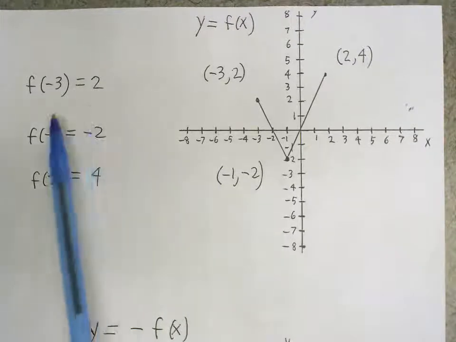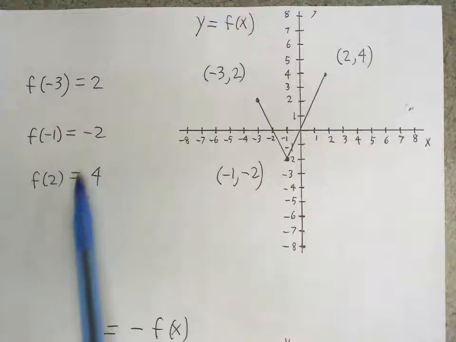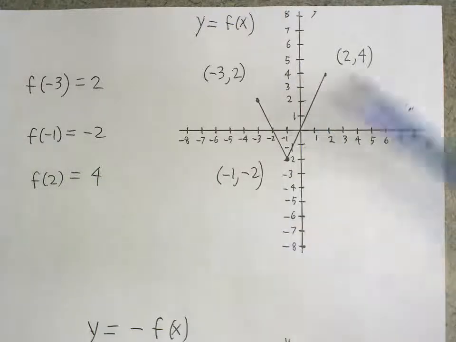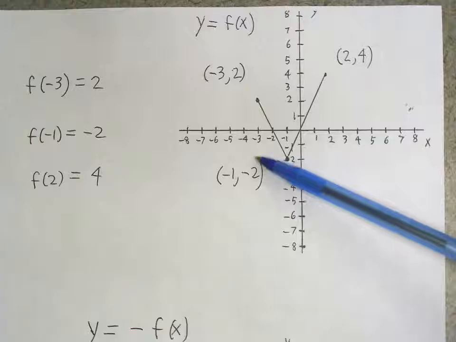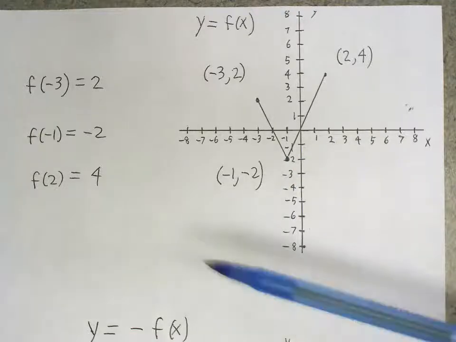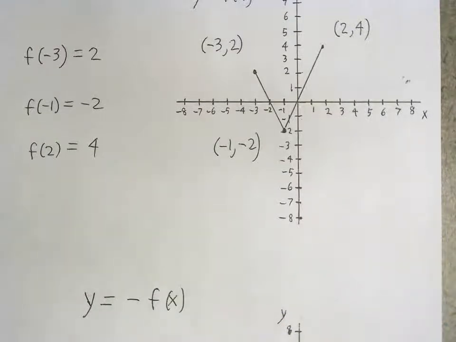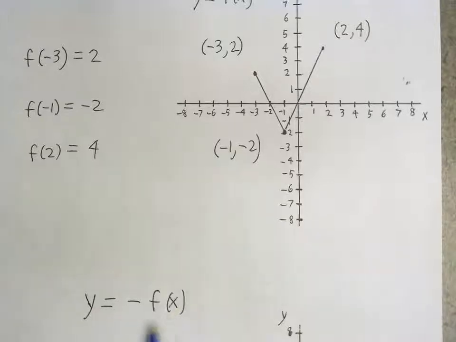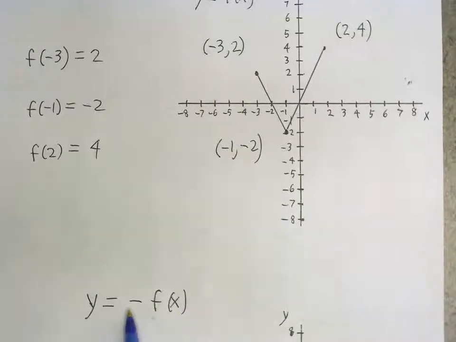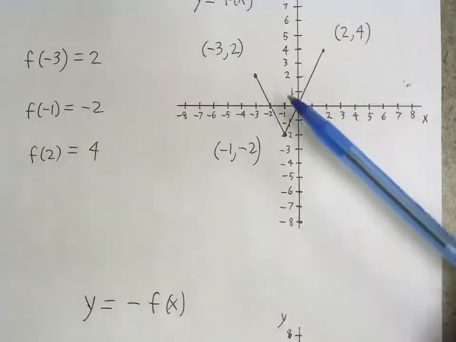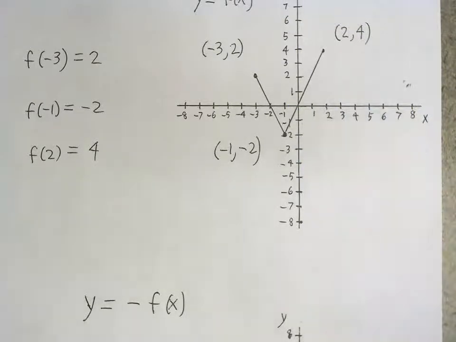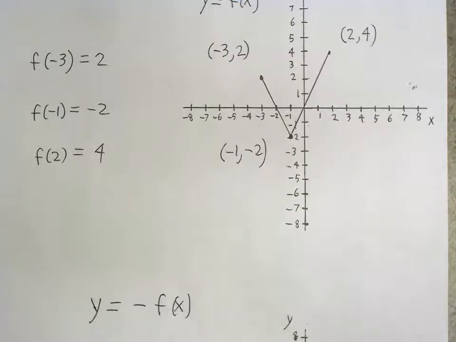So once again, f of negative 3 is 2, f of negative 1 is negative 2, and f of 2 is 4. And the domain is from negative 3 to 2. So for this new function, y equals the negative of f of x, notice that this one doesn't have any effect on the domain values. So the domain of y equals negative f of x is the same as the domain of f of x above. But what we're doing is we're taking the negatives of the y-coordinates of the function f of x.